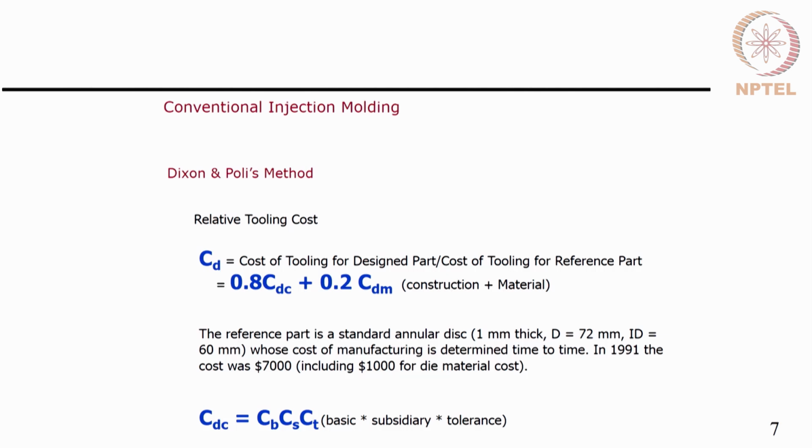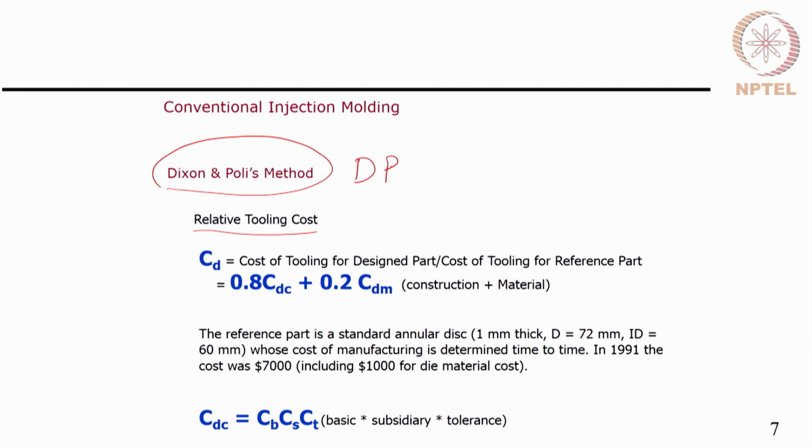The mold cost estimation has been studied and documented based on several studies. We will look at one such method, which is called the Dickson and Pauli's method, or in short the DP method. The cost of the mold part is computed using a term called relative tooling cost.